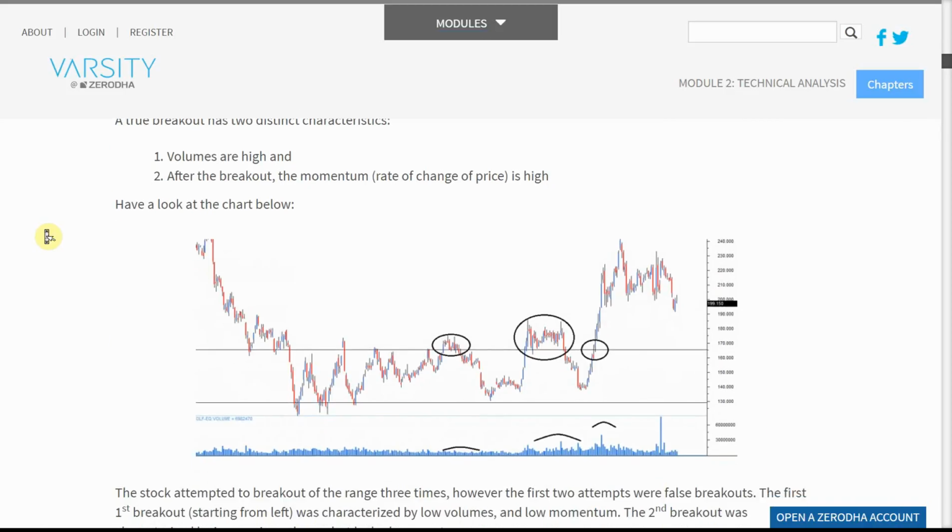Have a look at the chart below. The stock attempted to break out of the range 3 times. However, the first 2 attempts were false breakouts.